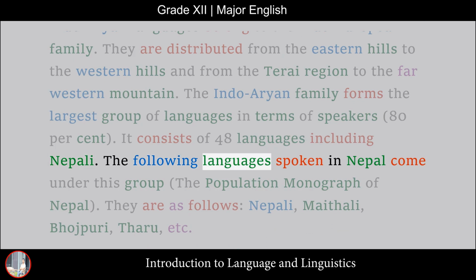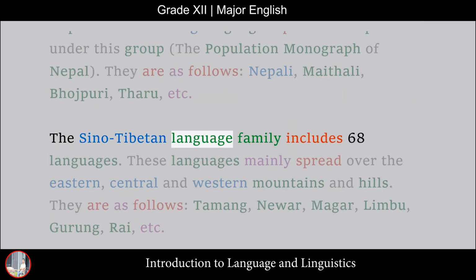The following languages spoken in Nepal come under this group, according to the Population Monograph of Nepal. They are as follows: Nepali, Maithili, Bhojpuri, Tharu, etc. The Sino-Tibetan language family includes 68 languages. These languages are mainly spread over the eastern, central and western mountains and hills. They are as follows: Tamang, Newar, Magar, Limbu, Gurung, Rai, etc.